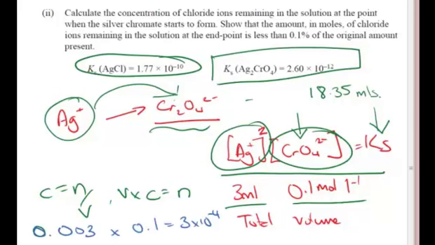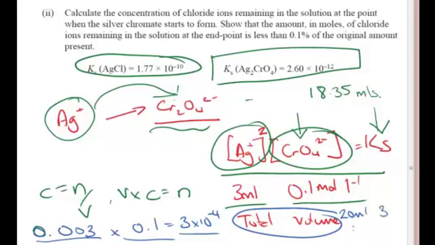Okay, and if we do that, we're going to get 0.003 litres times 0.1 moles per litre, and that's going to give you 3 times 10 to the negative 4 moles. Now the total volume is going to be the 20 mL plus the 3 mL for the indicator itself, plus 18.35 I think it is for the amount that's added to get to endpoint. And if we add that up, we get something like 41.35 mL. So that is going to go into calculating the concentration here.